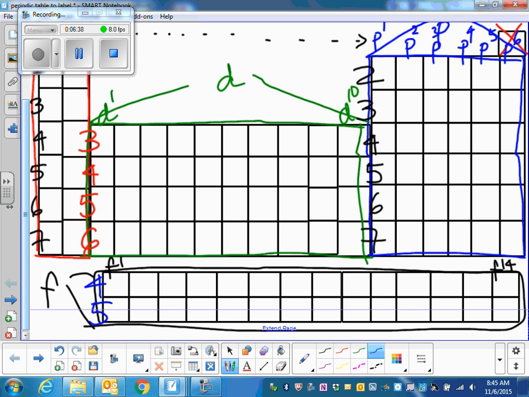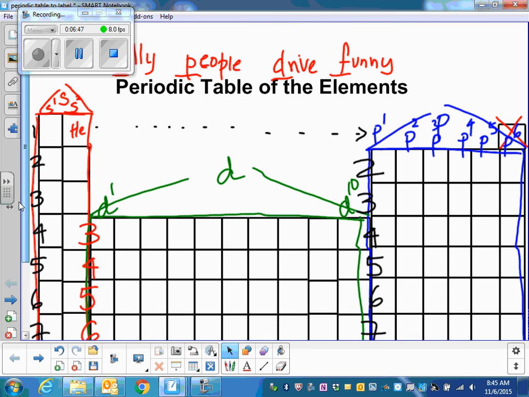Now, you know how we drew those boxes and we drew arrows within them? Remember that whenever it is an S orbital, you will draw how many boxes? 1 box.